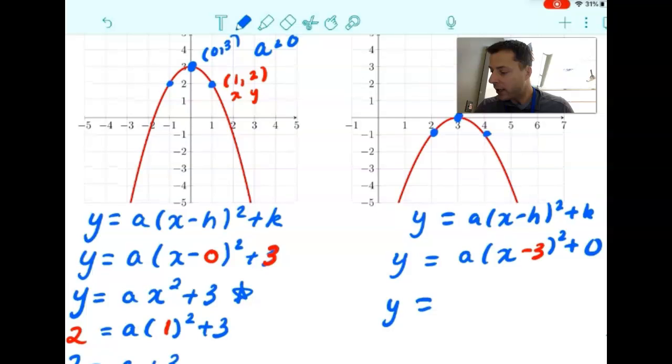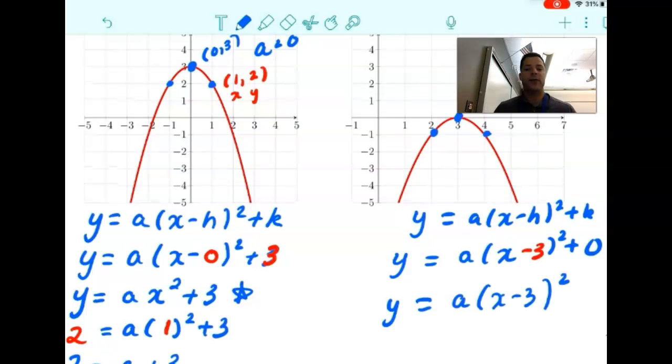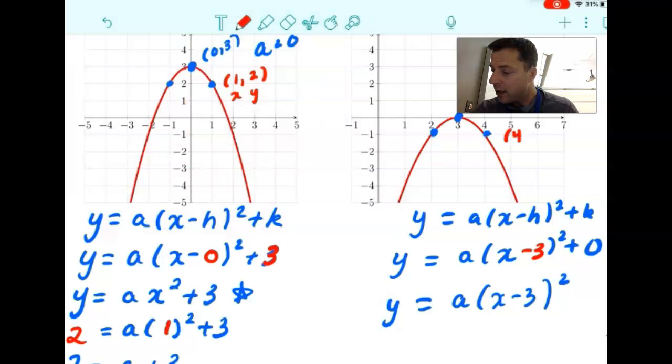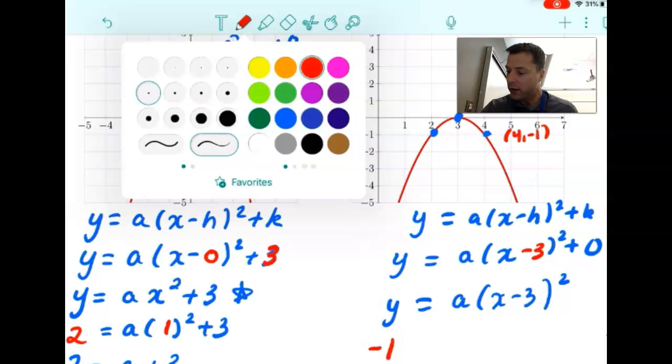We can't rewrite that. We're going to have it just as a times x minus 3 squared. There we go. I got confused there for a second. So I need another one of my points, and it looks like I'm going to use 4, negative 1 right here, because I have to find my a value now. So 4, negative 1. Okay? So y is negative 1 when x is 4.